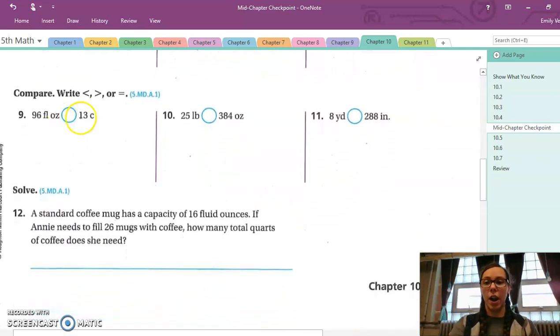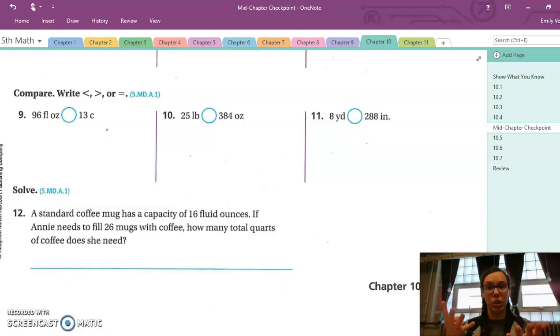Let's look at number 9. They ask us to compare these using less than, greater than, or equal to. And to do that, I have to make these the same unit, right? In one of the previous videos, I talked about being able to compare apples and oranges. Well, you can't do that because they're not the same thing. So here, we have to make these the same unit in order to compare them.